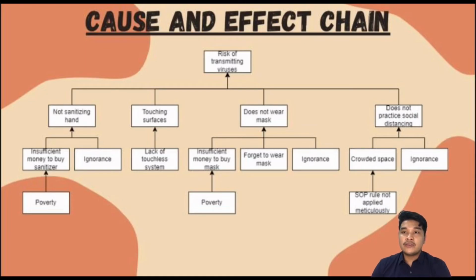Next is the cause and effect chain, which is the risk of transmitting viruses will be caused by not sanitizing hand, which is caused also by insufficient money to buy sanitizer, also caused by poverty, and not sanitizing hand is also caused by ignorance. Other than that, risk of transmitting virus is caused by touching surfaces, which is caused by a lack of touchless system.